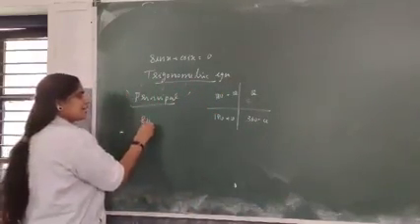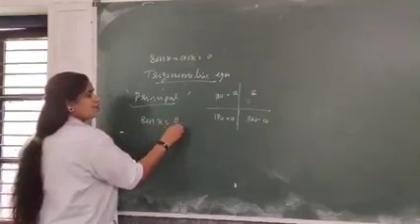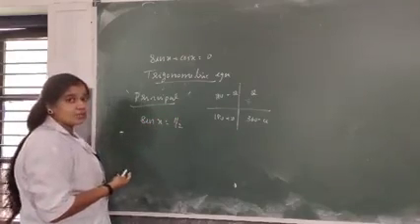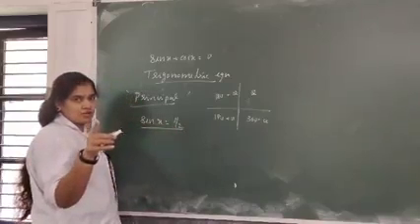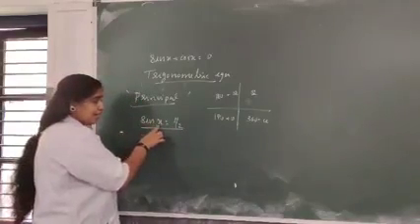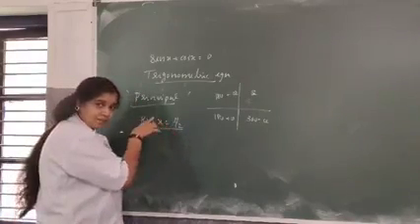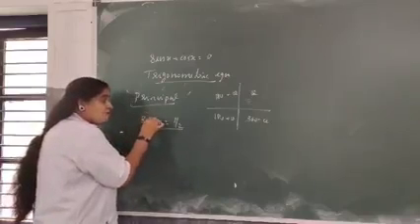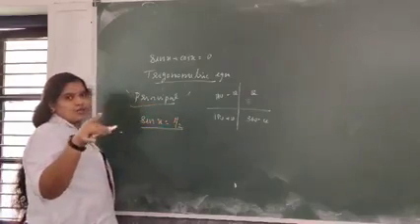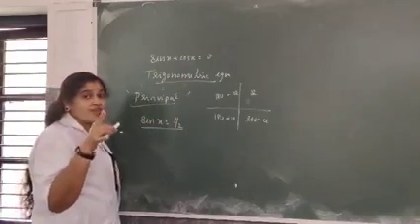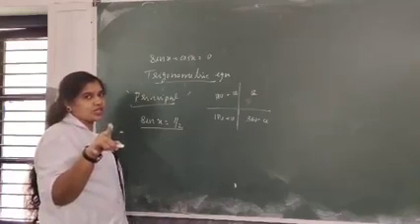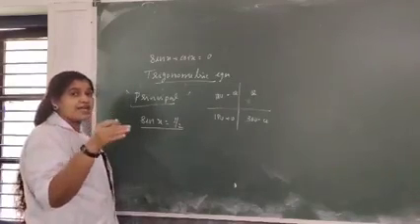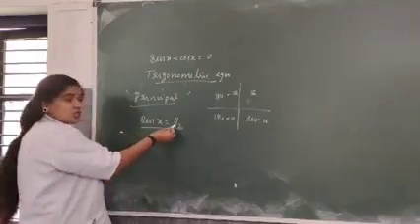See, sin x equal to 1 by 2. Find the principal solution of sin x equal to 1 by 2. That means sine of which angle is 1 by 2? Is the question clear? Sine of which angle is 1 by 2? It is positive 1 by 2.